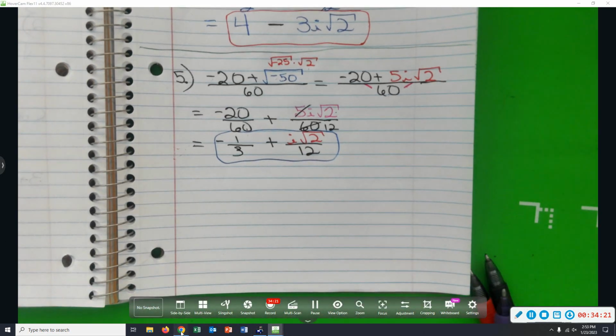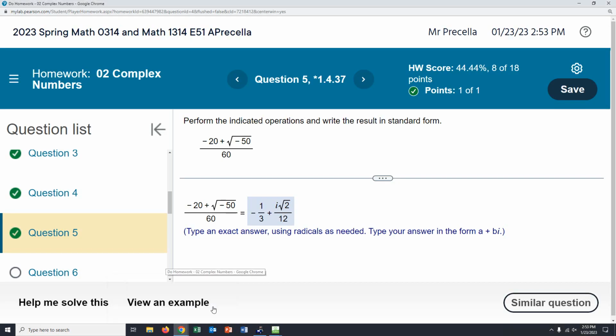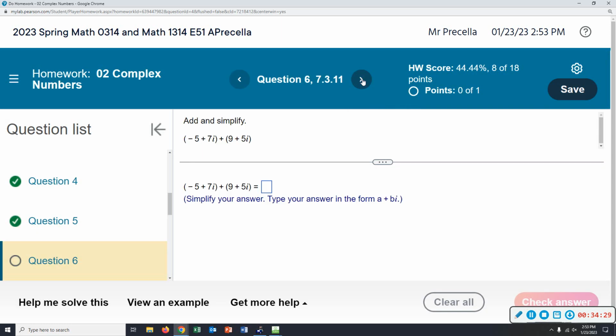Let's see what number 6 is. So a complex number is just a real number together with an imaginary number. On problem number 6, it says add and simplify. What we're doing here in words is we're adding two complex numbers. The negative 5 plus 7i, that's a complex number. And then the 9 plus 5i is a complex number. We have a real number together with an imaginary number, a real number together with an imaginary number.